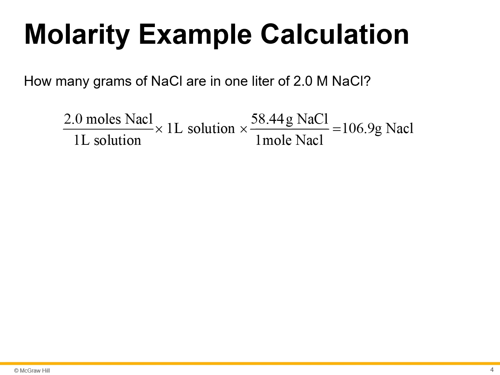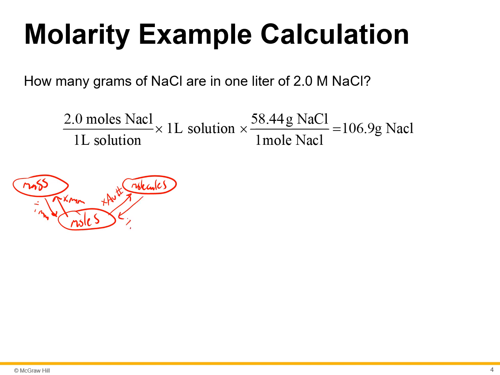So an example of a calculation, how many grams of NaCl are in 1 liter of 2 molar NaCl, sodium chloride? Just a brief review, we had a roadmap, if you recall. We had moles and mass. We multiply by molar mass, or we can divide by molar mass to go from mass to moles. We also had molecules. If we went from moles to molecules, we multiply by Avogadro's number. And if we divide by Avogadro's number, we go from molecules to moles.